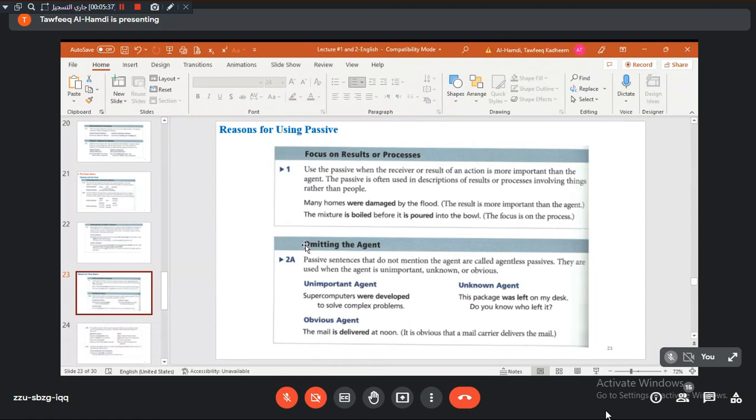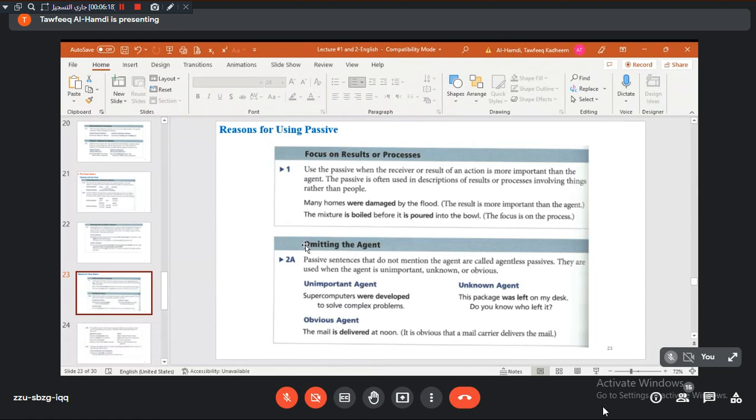The agentless passive is used to avoid very general subjects such as people, someone, we, one, and impersonal you and they. The passive often sounds more indirect or impersonal. For example, agentless passive, I can say: ID photos are being taken today, while the active form of this sentence I can put in the following form: they are taking ID photos today.